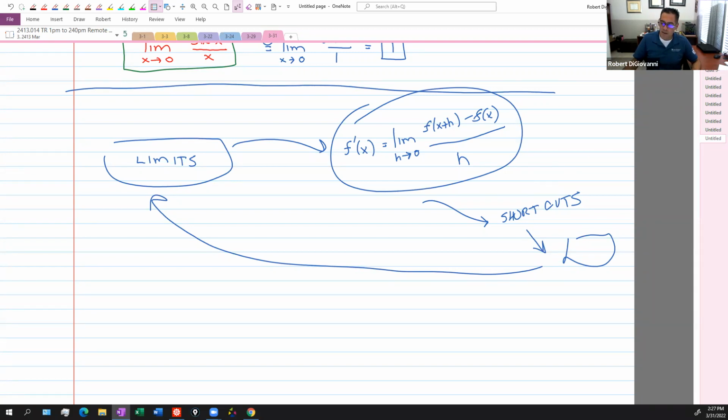Let's try one that will make you not absolutely fall in love with L'Hopital. I don't want you to think this is the end-all be-all. Limit as x goes to 0 of x cosine x over sine x. I'm making this problem up. It might work, but I have a feeling it's not. Let's see what happens.